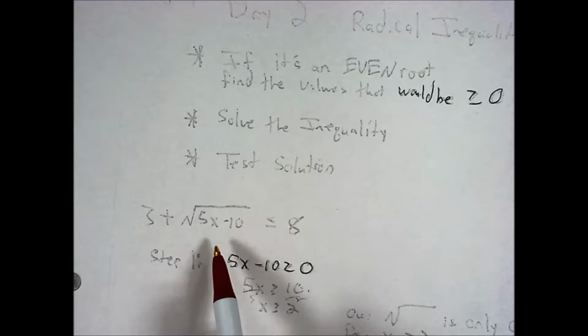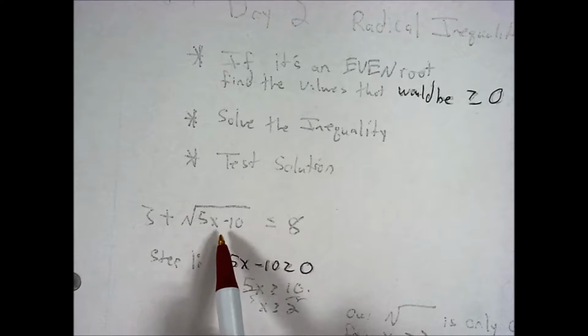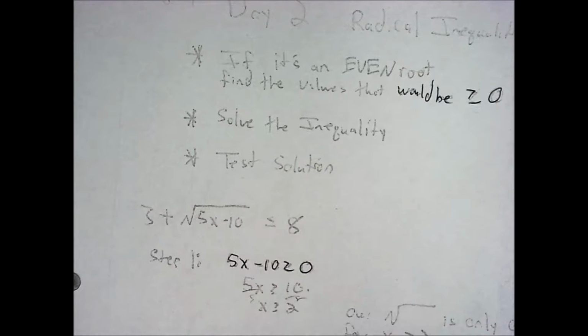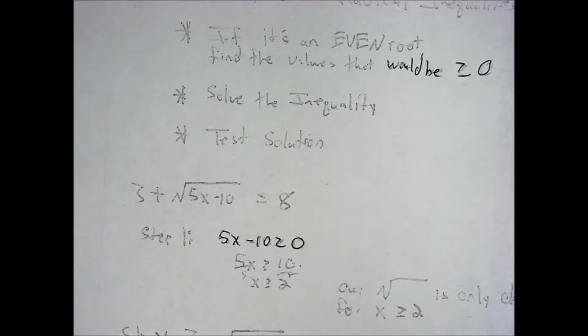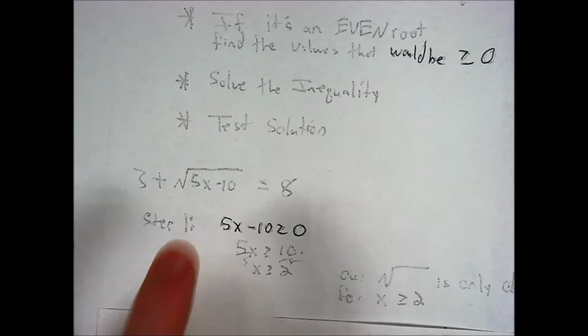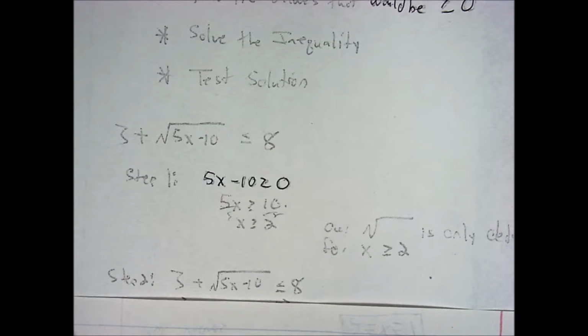If I put 2 in there, 5 times 2 is 10, 10 minus 10 is 0, and I can still do the square root of 0 and get 0. If I had something like 1.9, it's not going to work out. It's going to get a negative under the square root, and it'll be an error. So after we find what x needs to be so that our square root still works, now I can go ahead and solve my inequality.